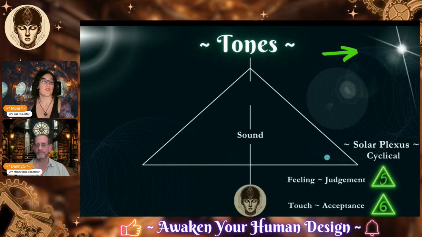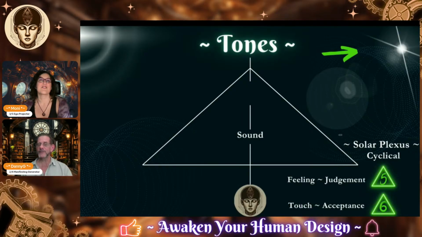And then we move over here to tones 5 and 6, which relate to the solar plexus, and they're cyclical. Tone 5 on the design side is feeling, and on the personality side is judgment. Tone 6 on the design side is touch, and on the personality side is acceptance. Yeah. These ones are touchy-feely. It's the solar plexus binary.